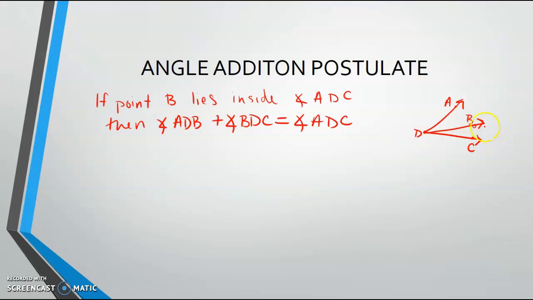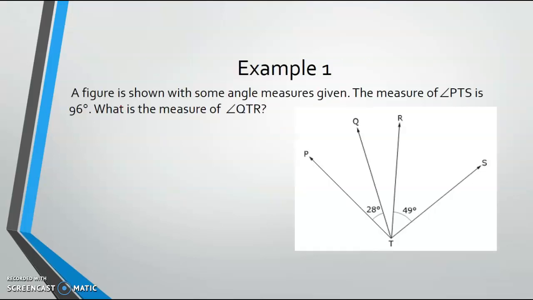Or if I know the big angle and one of the inside angles, then I could find the other inside angle using subtraction, because that's the opposite of addition. But that's the angle addition postulate, so let's use it. So here a figure is shown with some angle measures given. And it doesn't just have to be two angles, it can be multiple angles as long as they're adjacent and they make one big angle. Alright, so some angle measures are given.